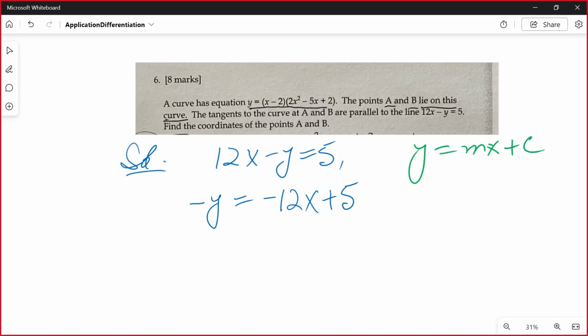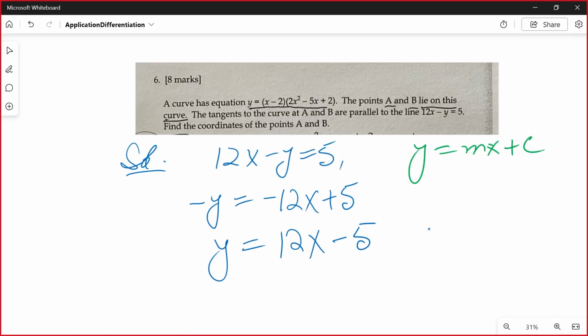But in the standard equation, y should be positive. So what would y be equal to? We want to change this y to positive, so we multiply by minus 1, because minus times minus becomes positive, and we do the same on both sides. So it would be 12x take away 5. Yes, you are right.